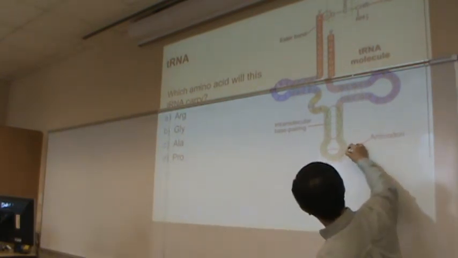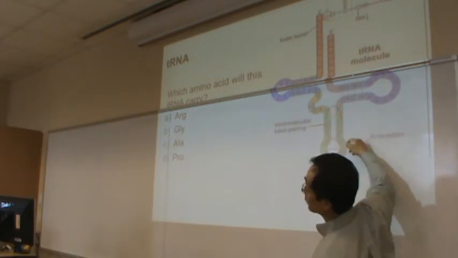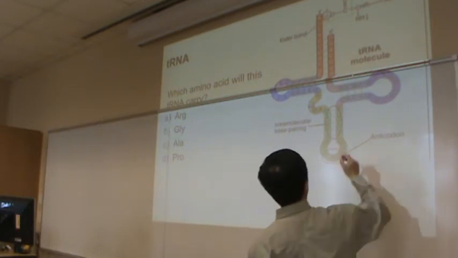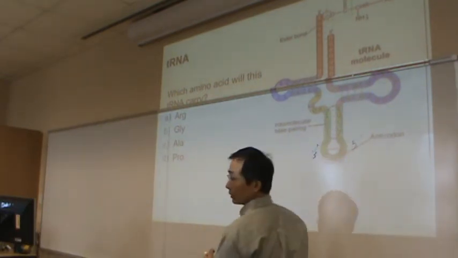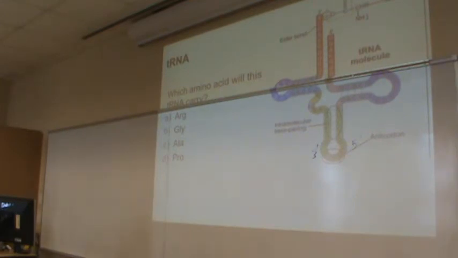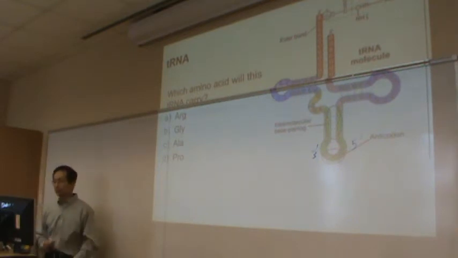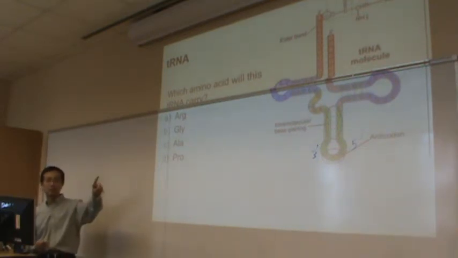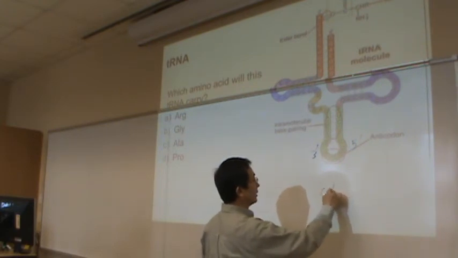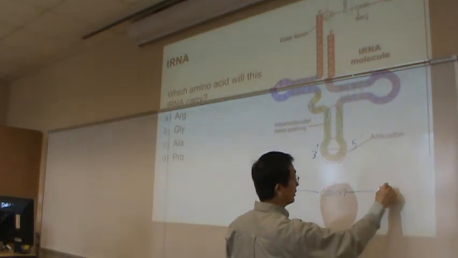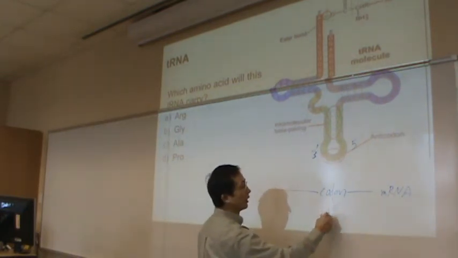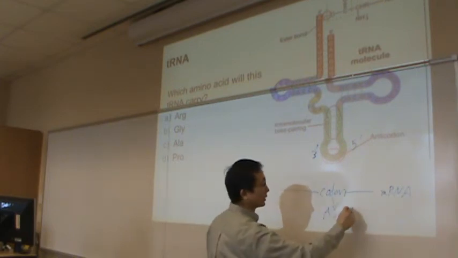Basically, this is 5 prime end. It goes here. That's 5 prime end. That's a 3 prime end. Right. And you just need to figure out the anticodon that is going to pair with the codon, right? So there should be a codon at the bottom on the mRNA that is going to pair with the anticodon, and that codon is going to lead to a protein amino acid. Basically, the question asks, what is this amino acid?